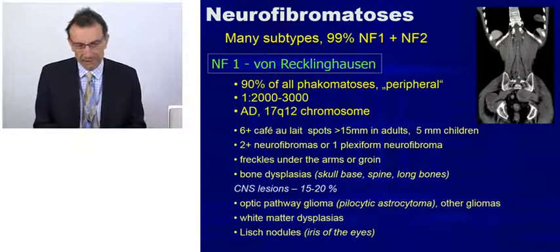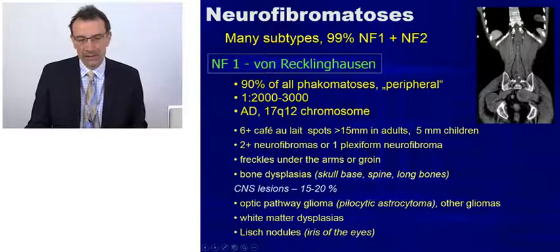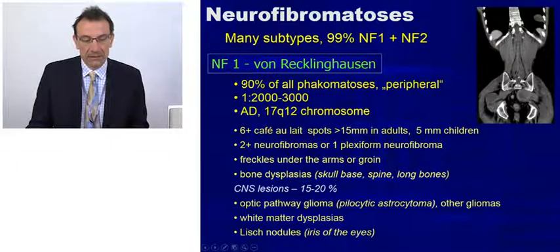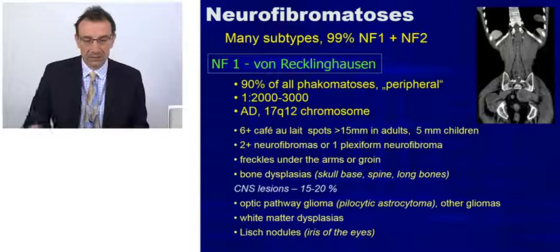And of course, in some regions, we should use CT and other methods indeed. Let's start with neurofibromatosis, and especially with neurofibromatosis type 1. As you can see, we have many subtypes in the group of neurofibromatosis. However, type 1 and type 2 make up 99% of neurofibromatosis itself. And type 1, von Recklinghausen disease, makes up 90% of all of it. So it's also an important thing.